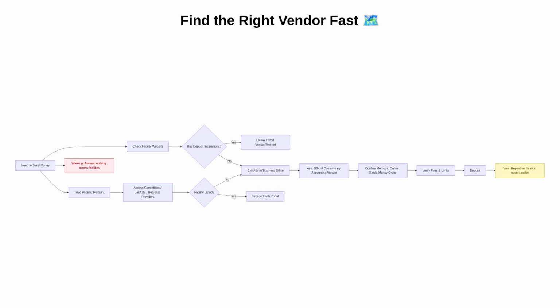Once you reach the correct office, confirm which methods are allowed: online portal, kiosk, or money order. Then verify fees and limits before depositing. The diagram also emphasizes that you should repeat this verification whenever your loved one is transferred, and that you should not assume previous vendors will still work.